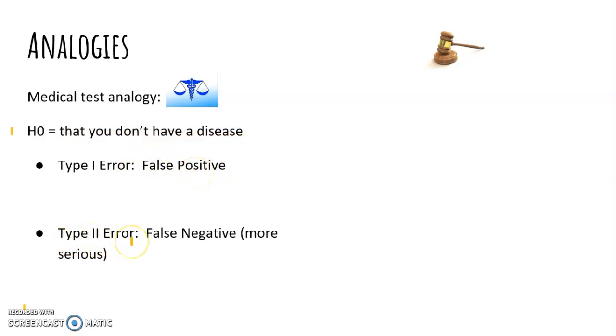A type 2 error is when we fail to reject the null, but we should have really rejected it. We're supposed to reject that you don't have the disease, implying that you do, but we failed to reject it by mistake. So we're saying that you don't have the disease, or that we can't prove that you don't have the disease. In that case, you would get a false negative, which is more serious because you really do have the disease, and we're saying you don't.